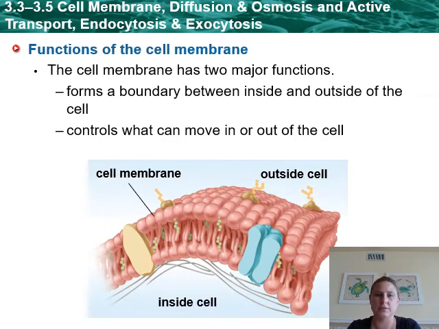Some of the functions of the cell membrane. Well, it has two major functions. It forms a boundary between the inside and the outside of the cell. You know that. It surrounds the surface of the cell. So it forms a boundary from the inside to the outside. Then the other main one is that it controls what can move in or out of the cell. So it doesn't let everything in.